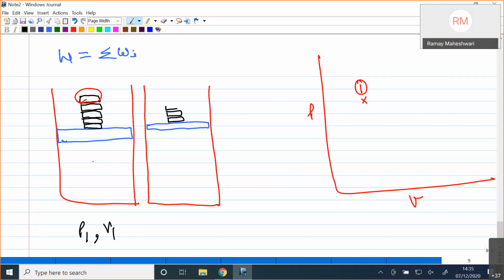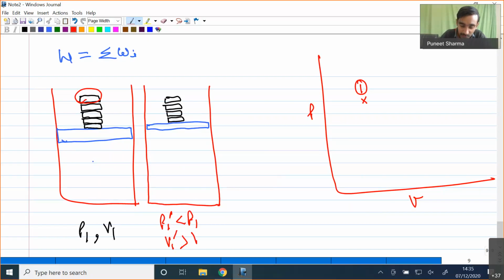So it means we have got some new state P1 dash, for which P1 dash is slightly less than P1, and we have got a new volume V1 dash which is greater than V1. Okay.